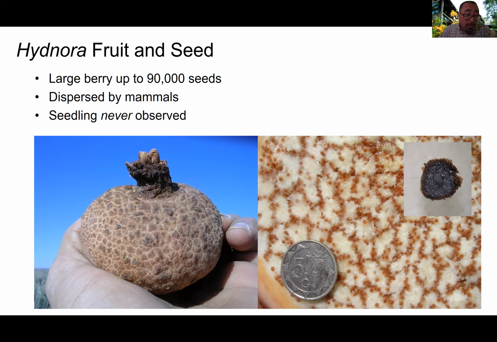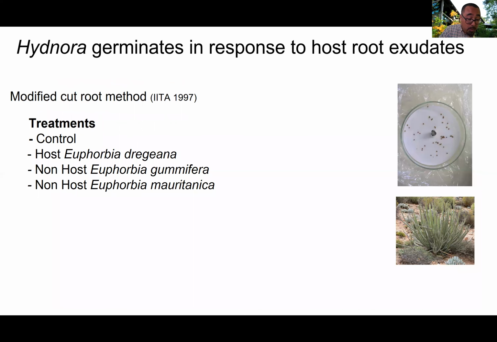We were able to collect a number of viable seeds of Hydnora triceps and conduct a germination trial, where essentially we shredded up fresh roots of host and non-host plants and placed them in the center of a petri dish using a technique called the modified cut root method of germination. The results were very clear.